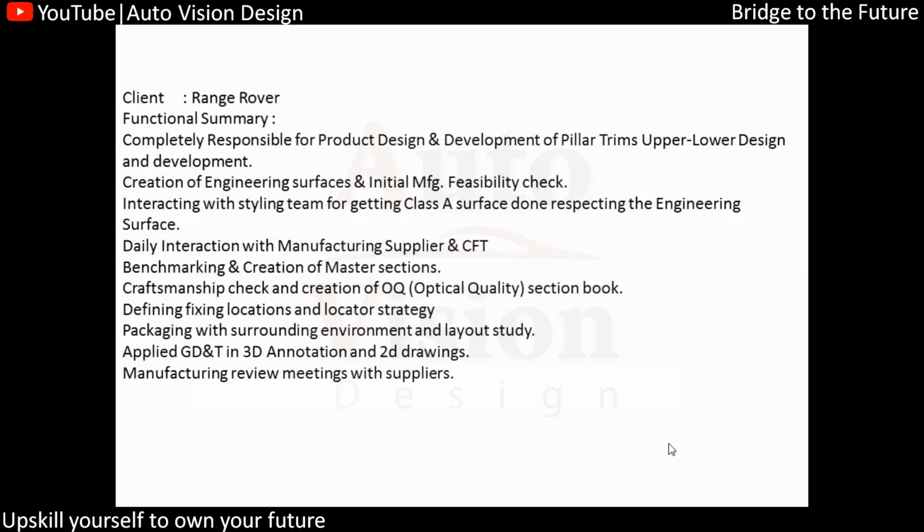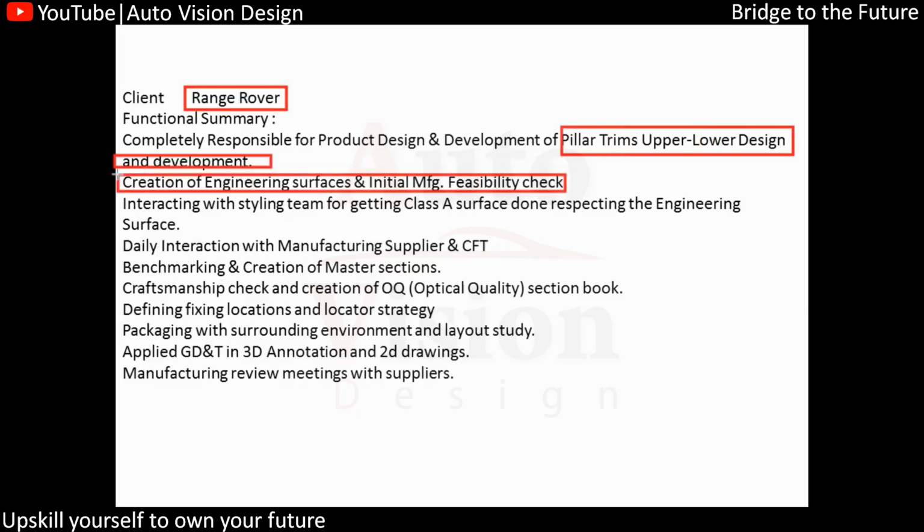Another one we have is client. For client, you need to mention who you have worked with. It might be Tata, it might be Mahindra, it might be any OEM in the world. With respect to that, you have the responsibilities of the product. Depending upon that, you can mention upper, lower trim or anything you have done the development of, and you can add creation of engineering surface, manufacturing feasibility check. If you have the responsibility and have done the work on that, definitely add the concept over here. Interaction with the styling team, getting class A surface done with respect to the engineering surface.